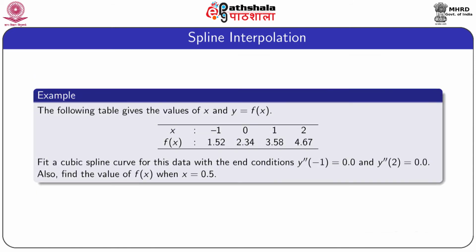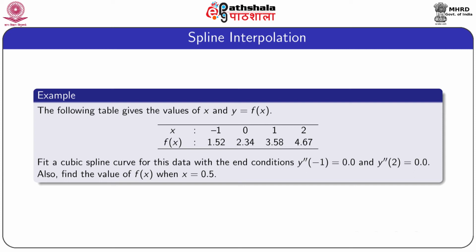So, we have seen that if the values of m0 to mn are available, then we can compute the values of ai, bi, ci, di for all i, and finally, we obtain the cubic spline. Now, we illustrate the entire method by considering one example. For this example, we have two sets of values, one for x represented in the table as the first row, and the second row represents the values of f x.